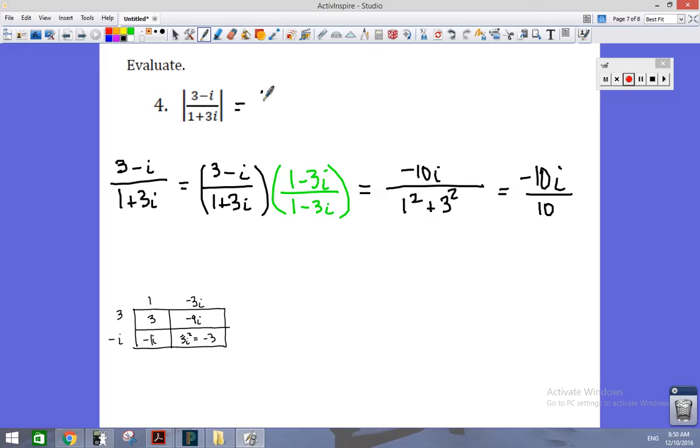So this is taking the absolute value of negative i. And that's just going to be 1, because think about where you plot negative i: it's just down 1 unit. And the distance between where negative i is on the complex plane and the origin is just 1 unit. All right. So hey, I hope that helps, and I will talk to you later.